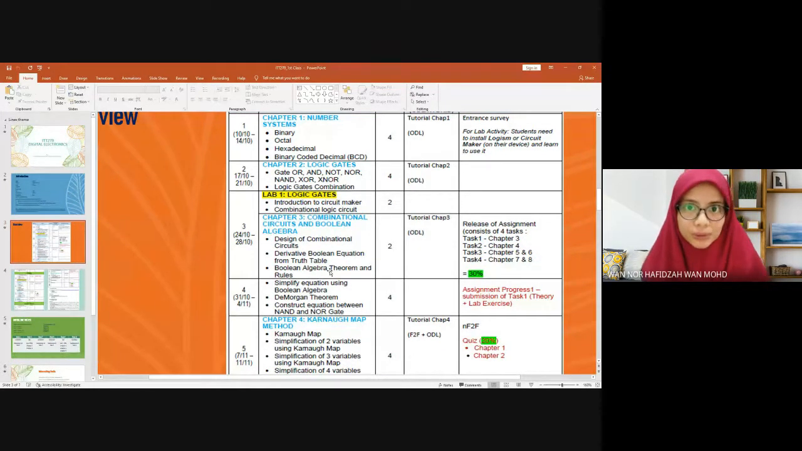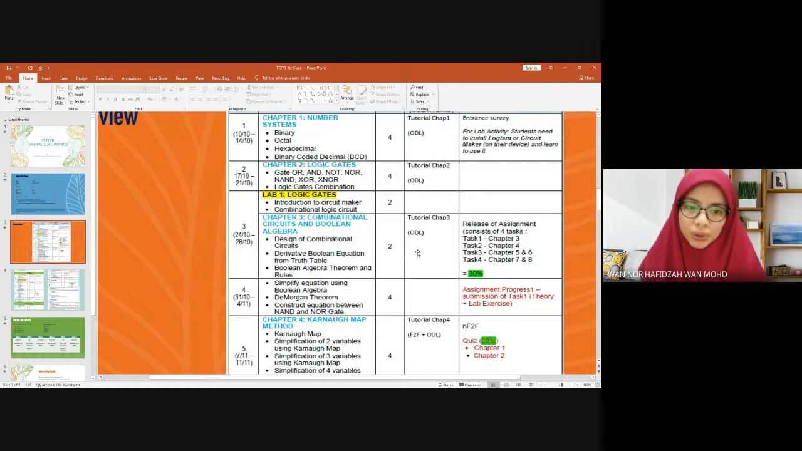Maybe some of you are also already familiar with truth table. Boolean algebra theorem and rules, simplify equation using Boolean algebra, a little bit, I would say moderate level for simplification, and also De Morgan theorem, plus construct equations between NAND and NOR gate.